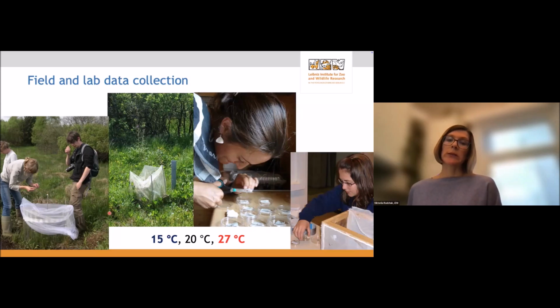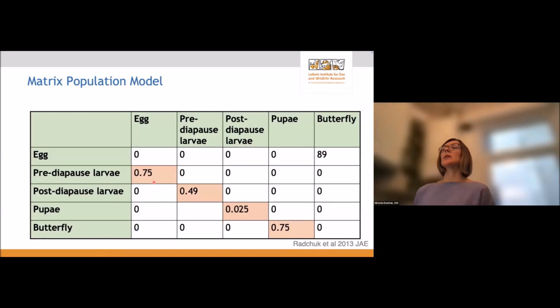3 different temperature treatments. We also conducted semi-natural experiments whereby we placed the first instar larvae, so these pre-diapause larvae, in the cages that you can see here in the field. And then in the next summer, we looked at the rate of emergence of butterflies. So these experiments allowed us to parameterize the population matrix models with the survival rates and fecundity of different life stages under different temperature treatments.